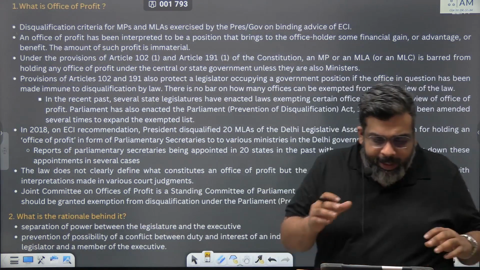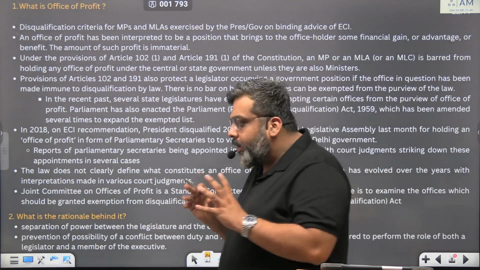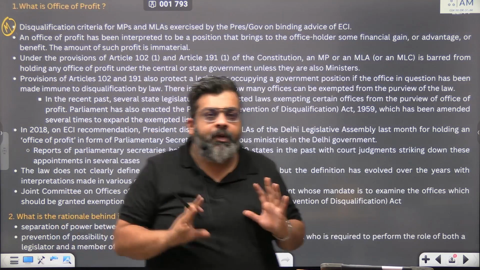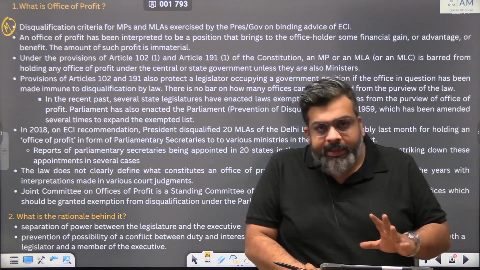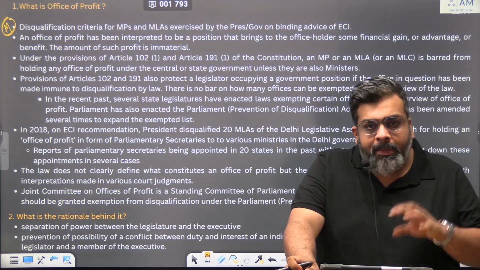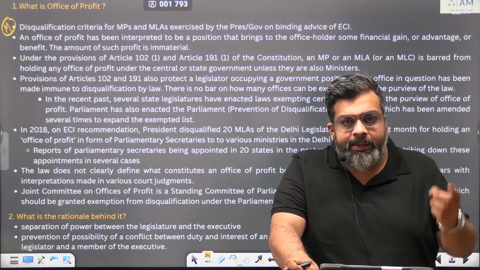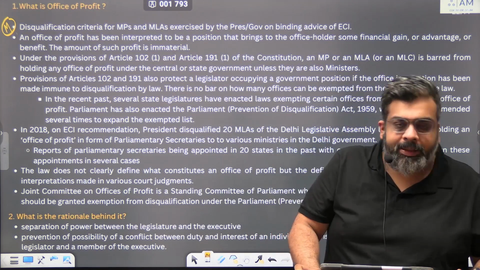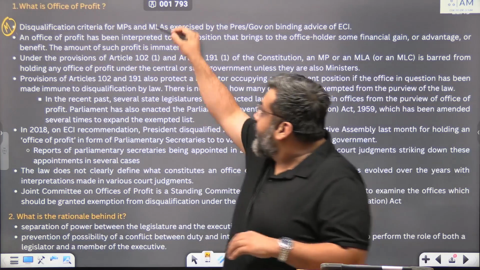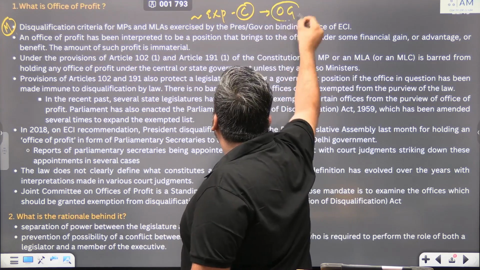See, in the introduction itself, I've given you certain categories of introductions. If it is a smaller 10 marker, just an introduction which reflects the meaning in a rather simplified form has been given to you. Very simply put, office of profit is nothing but a disqualification criteria for our members of parliament and the members of legislatures, which can be exercised by the president or the governor on the binding advice of the election commission. An office of profit is therefore mentioned as a disqualification criteria explicitly in the constitution. And in fact, it is an original part of the constitution.